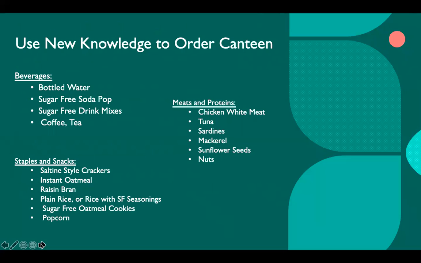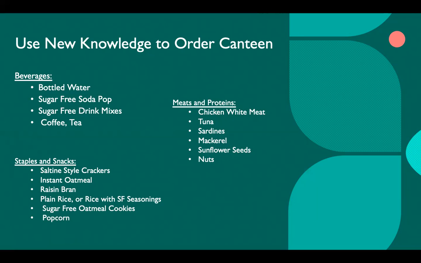So how can you use your new knowledge to order from Canteen? So you could choose sugar-free beverage options such as water, which isn't always as fun, but it is also a good option to stay hydrated as well. You could choose sugar-free or Diet Coke or Diet Pepsi. You could choose sugar-free drink mixes, coffee and tea. You do have to be careful when choosing coffee because some of the coffee has added sugar. But you guys do now know how to read a food label, so you could always check the amount of added sugar. And remember, 10% or less is what the goal is.